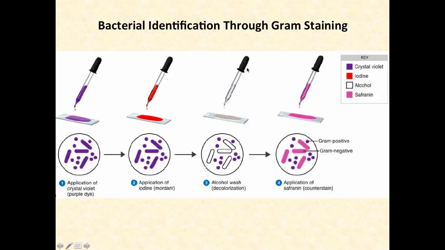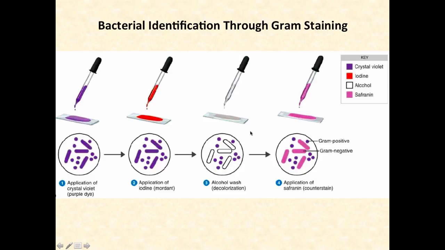The third step is that we apply this alcohol wash. And what the alcohol does is for some of the bacteria, it removes that color. Okay? For some of the bacteria, it's going to wear away the first layer of the cell wall, and it's going to allow that crystal violet iodine to escape. Okay? And so you can see the bacilli in this slide have been decolorized, but the cocci remain violet.